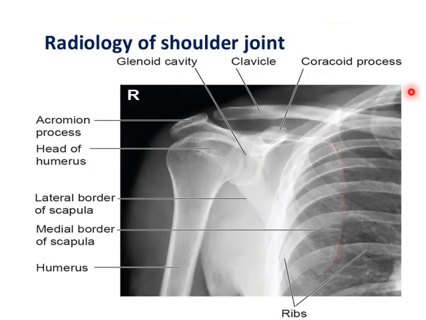Coming to the radiological part of the shoulder joint, how it appears on the skiagram. If you take the chest x-ray or the shoulder joint proper, we'll be able to see the head of the humerus, a very shallow glenoid fossa. There's the acromion process, the coracoid process. This is the clavicle. This is the medial border of the scapula, the lateral border of the scapula, and these are all the ribs. So this is how the skiagram depicts the shoulder joint.